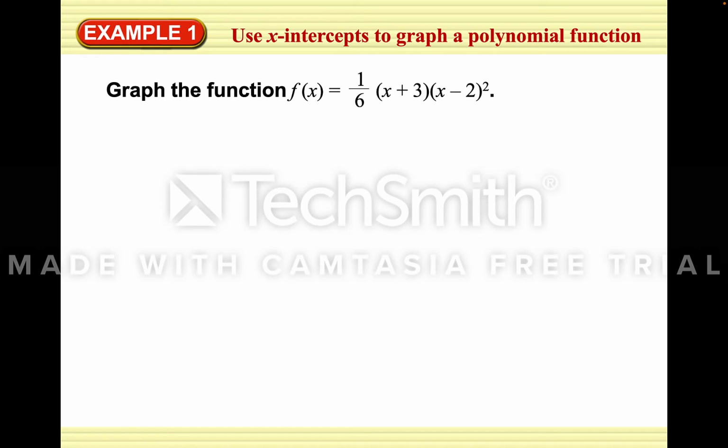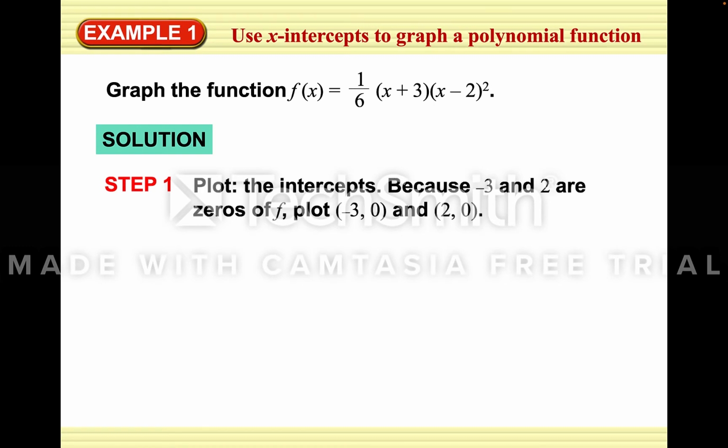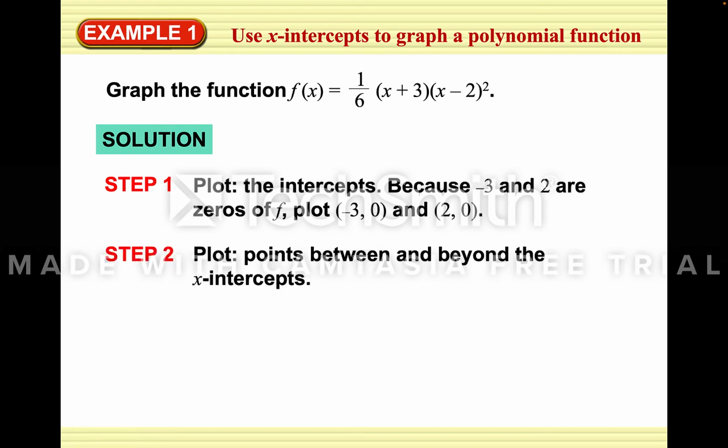Okay, so we're going to graph the function f of x equals 1/6 times x plus 3 times x minus 2 squared. So the first thing we're going to do is plot the intercepts. Remember, it's x minus k, so this would be x minus -3, and then x minus 2. So -3 and 2 are zeros, so we're going to plot (-3, 0) and (2, 0).